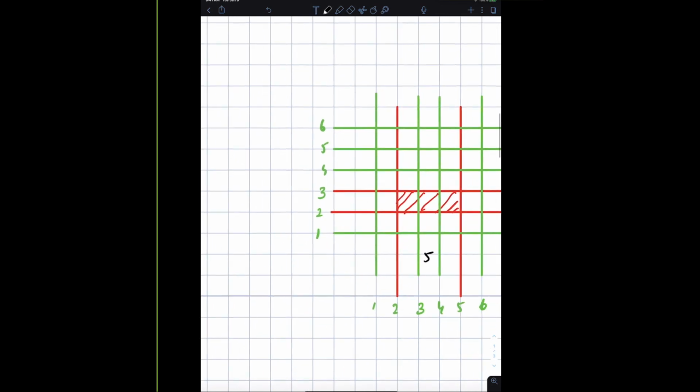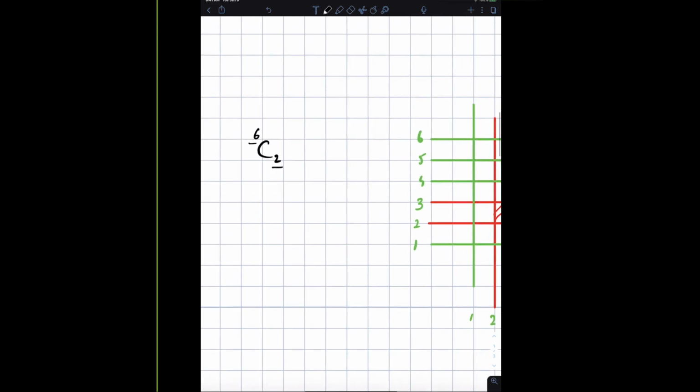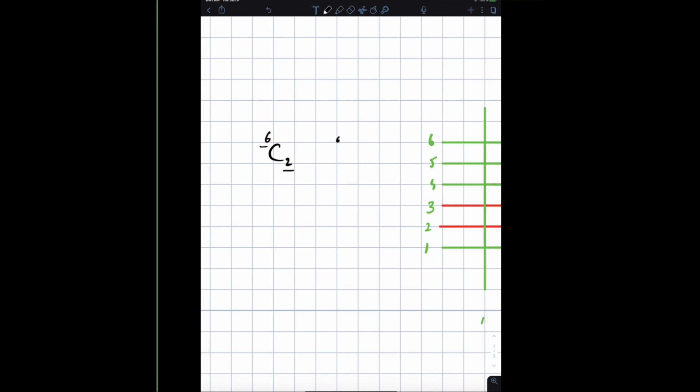And of course, the idea is the same for vertical lines as well. I need to pick any 2 lines from a set of 6 vertical lines. And the formula to do that is also 6C2. And in order to figure out the total number of possible combinations, all I need to do is multiply these two with each other. So it's 6C2 multiplied by 6C2, and that will give you the answer. That is the answer.